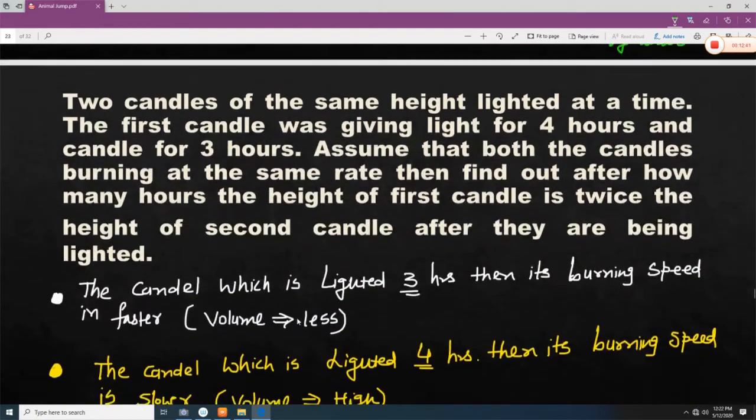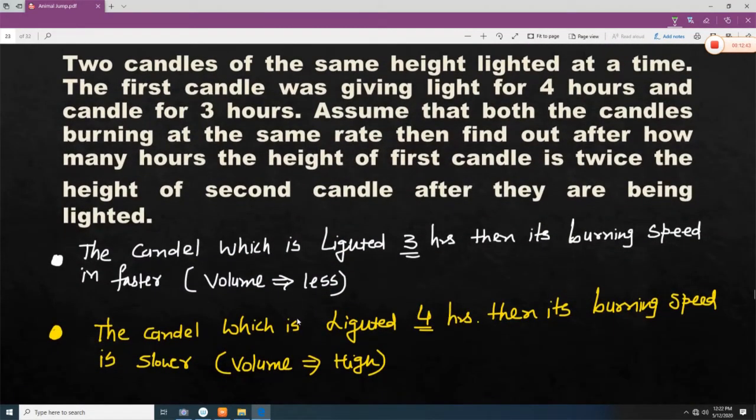This is a very unique example, so be focused on it. Two candles of the same height are lighted at a time. The first candle was giving light for 4 hours and the other candle for 3 hours. So the candle which is burning for more hours has a lower speed, and the candle which is burning fast has a high speed.